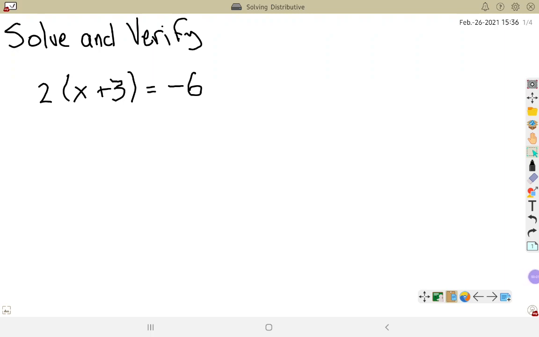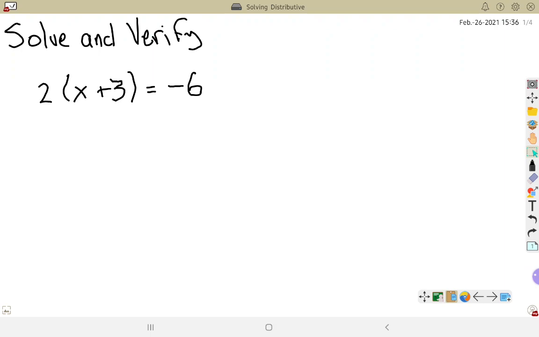Right, so in this video, I'm going to be solving and verifying equations where the distributive property is involved. The last video I did involved modeling. I don't want to draw anything out in this one, so I'm going to be using the distributive property, and I'm actually going to show you two different ways.